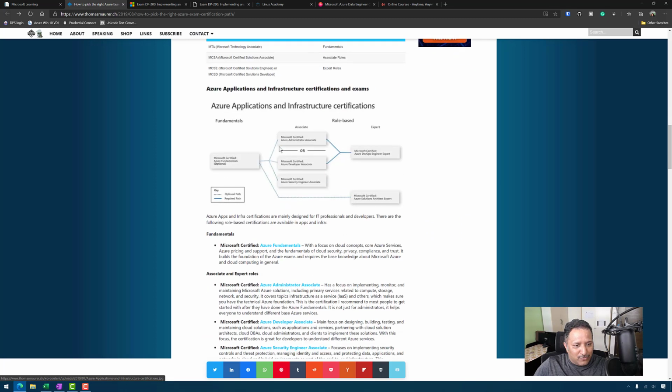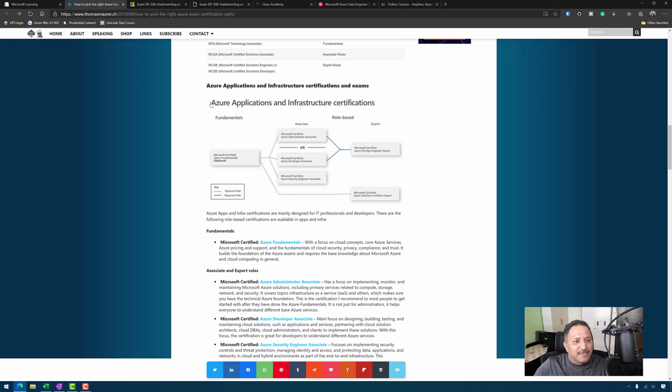So when we go down, if we look at the Azure applications and infrastructure certifications, we start with the optional Azure fundamentals, and then we can take up the associate level certificates, the Azure Administrator Associate, the Developer Associate, or the Security Engineer Associate. And when we complete the Azure Administrator Associate or the Developer Associate exam, and we take up the Azure DevOps Engineer, we also get the Azure DevOps Engineer Expert level certification.